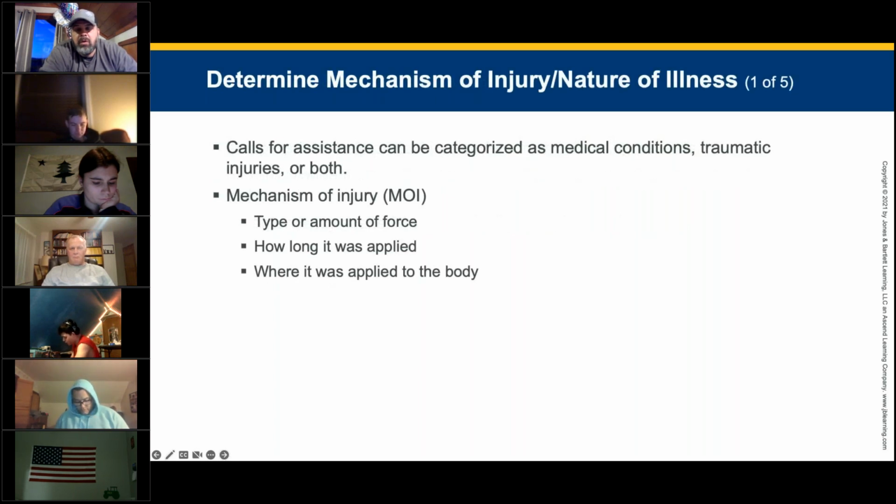Determining the mechanism of injury or the nature of the illness. Your calls can be categorized as medical conditions, traumatic injuries, or both. When we talk about mechanism of injury, we're looking for the type or the amount of force, how long that force was applied, and where it was applied to the body.